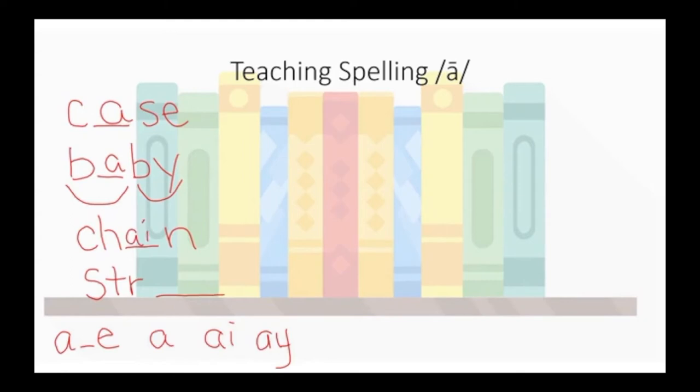In the next word, stray, we do not have an E added onto the end, nor do we have a consonant after our A sound. It's not going to be an open syllable because, again, it's only a one-syllable word, and in this case, it's not going to follow an open syllable pattern. We're actually going to be adding an A-Y to the end.